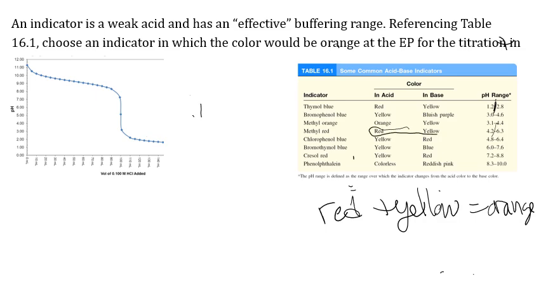4.2 to 6.3. So that means above 6.3, it's yellow, so maybe up here. And then below 4.2, it is red, which is down here. So you see, if you had a mixture, you could be orange. I was thinking methyl red. That's the one I was going for. But you could have said chlorophenol blue if you really wanted to. Yeah, that one would have worked also, because 5.1 is kind of in the middle of there.